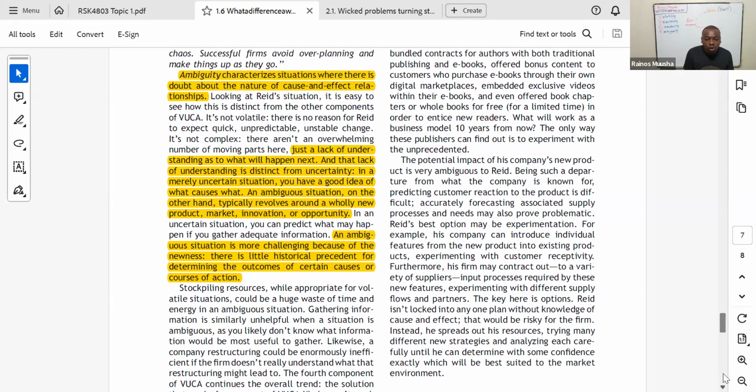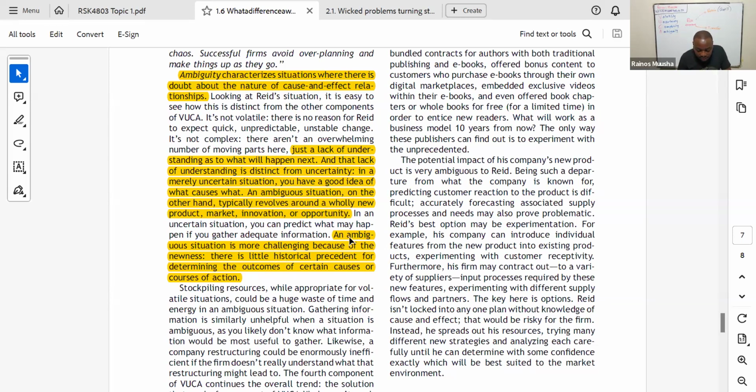Ambiguity. So you don't know the cause and effect, which means that in preparing yourself to say, so what are we going to do if this happens, you don't know if what you're saying is the remedy to the situation is actually going to work. That's where you're faced with the situation of what? Ambiguity.